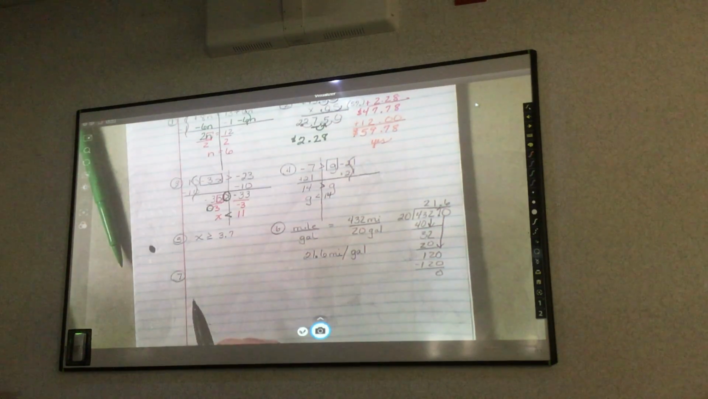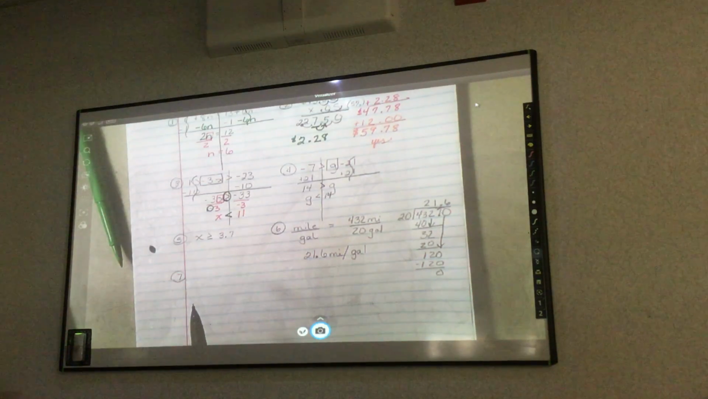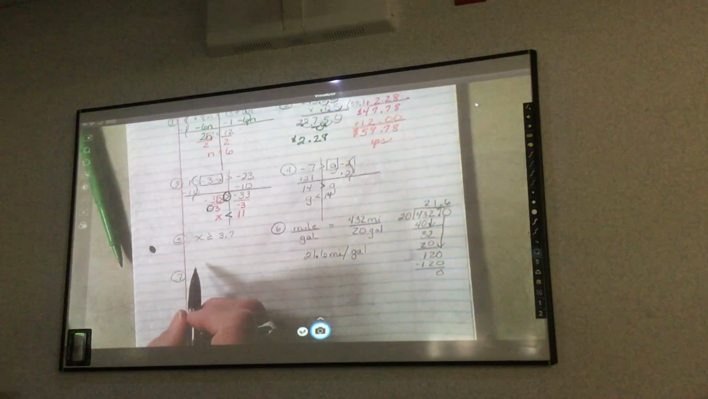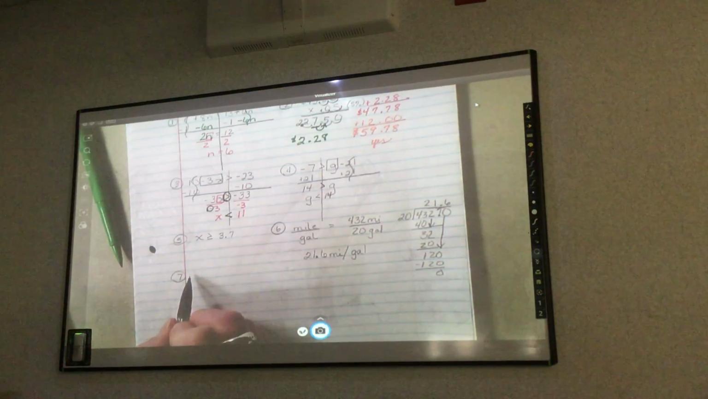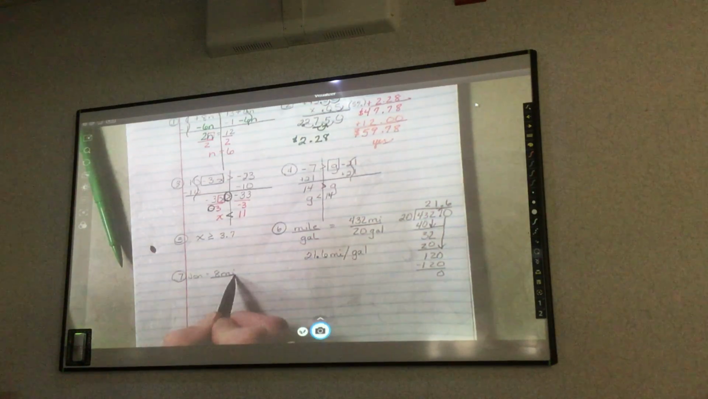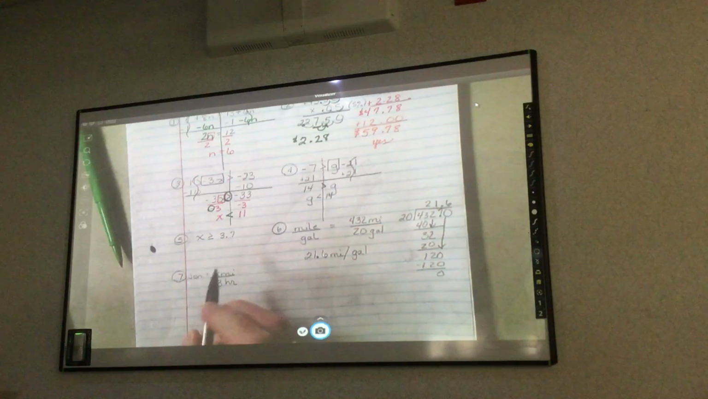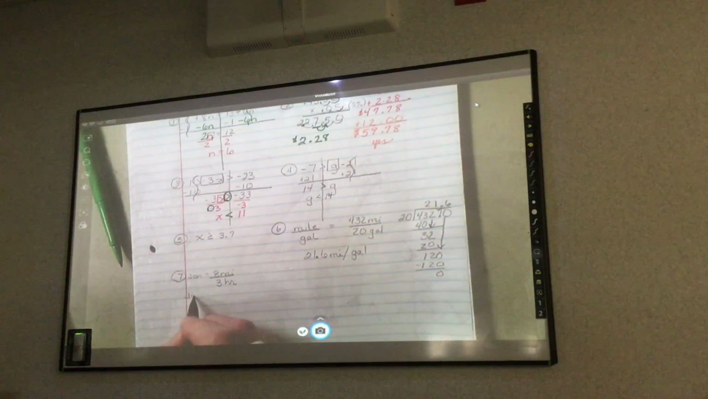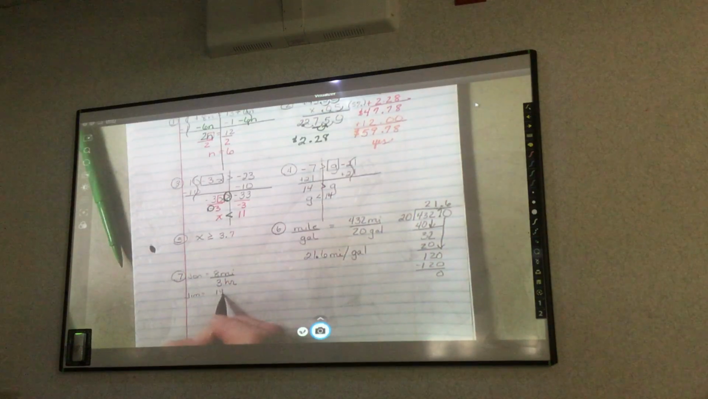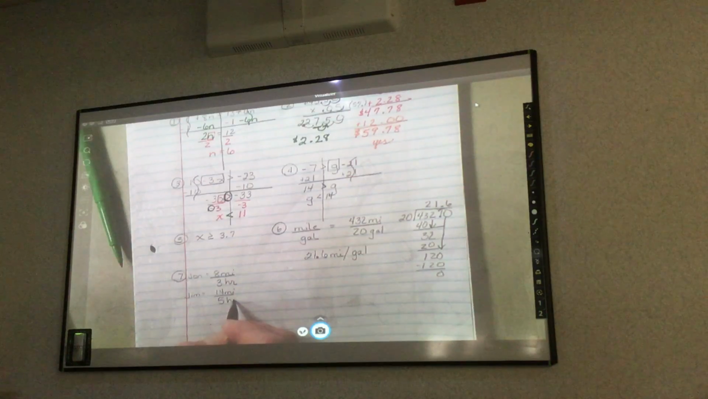Number 7. John walked 8 miles in 3 hours. Jim walked 14 miles in 5 hours. Are these rates in proportion? If no, who walked faster? Okay, so I am going to go back. John walked 8 miles in 3 hours, and Jim walked 14 miles in 5 hours.